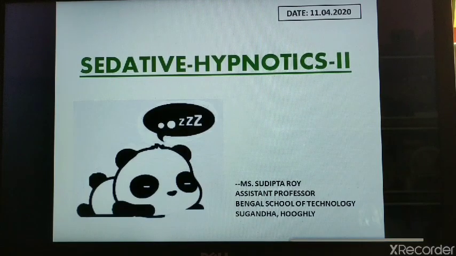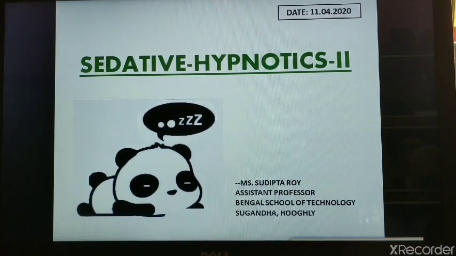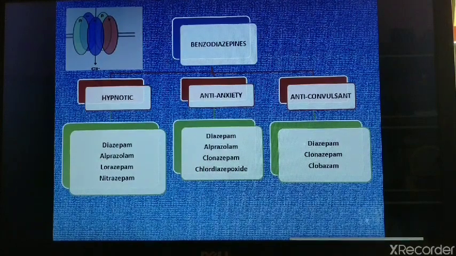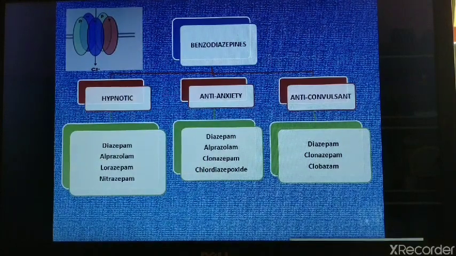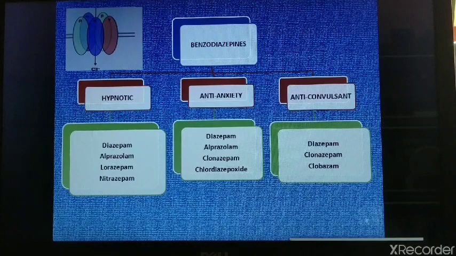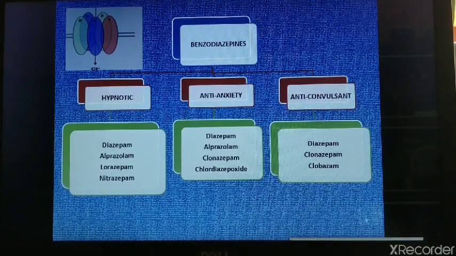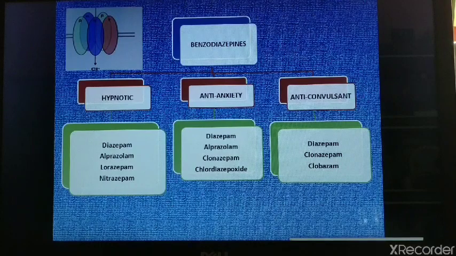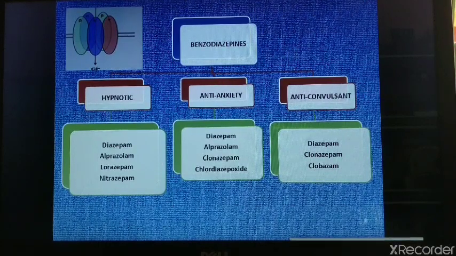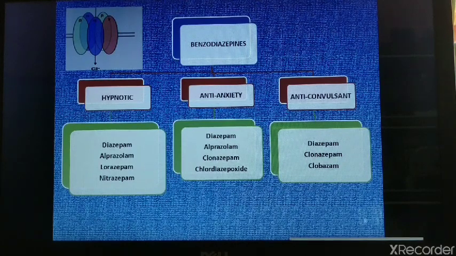So, today let us begin with the classification of drugs. The very first class of drugs which act as sedatives and hypnotics are the benzodiazepines. Now, benzodiazepines are broadly classified into three groups. One is the hypnotics, one is the anti-anxiety drugs, and the third is the anticonvulsant drugs. Now, examples of hypnotics are diazepam, alprazolam, lorazepam, nitrazepam.